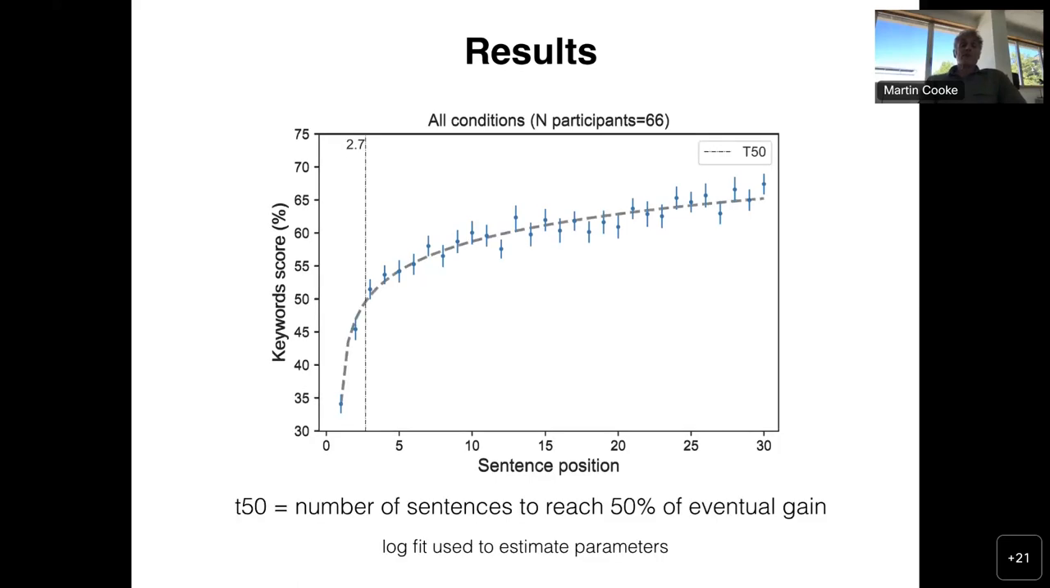Various three-parameter fits were tested, and it turns out that a log fit was the best. From these fits, we can compute various parameters. One of them is what I call T50, which is the number of sentences to reach 50% of the eventual gain. In this case, it was 2.7 sentences. So after 2.7 sentences, half of the adaptation had occurred.